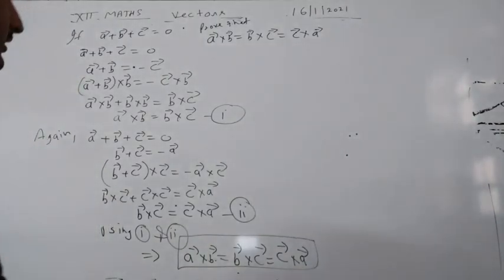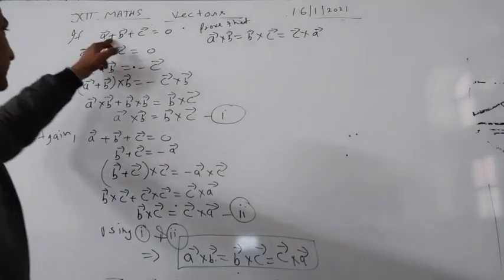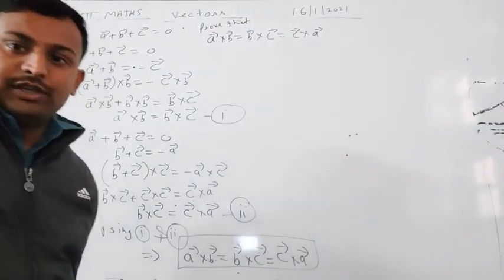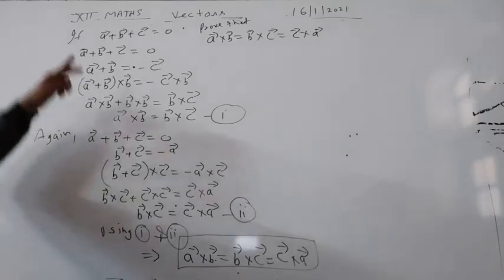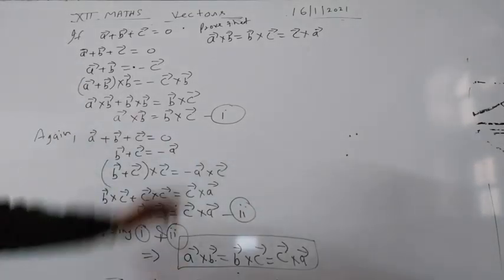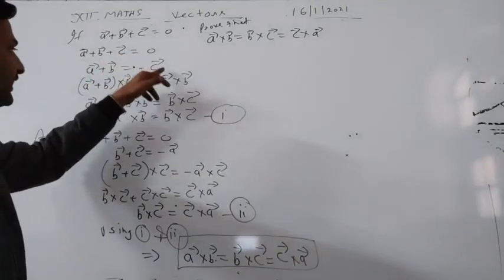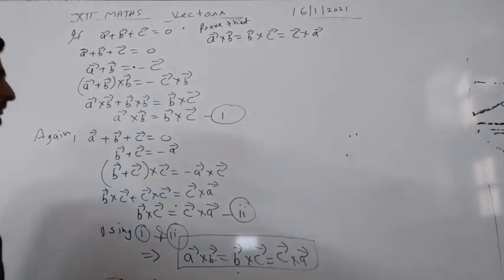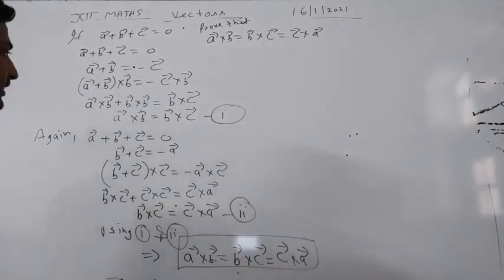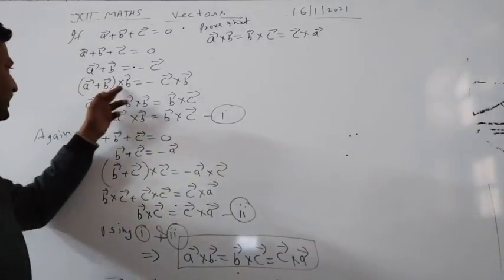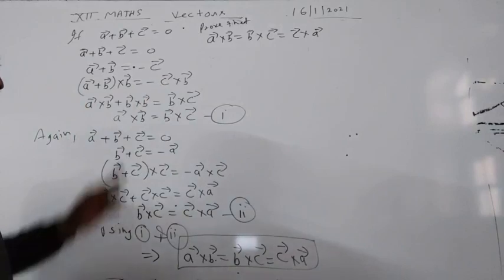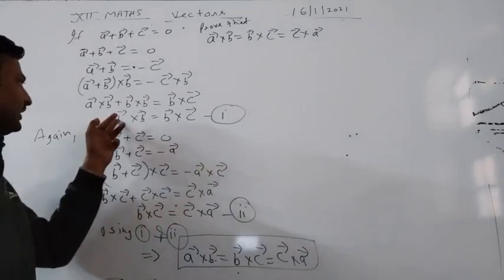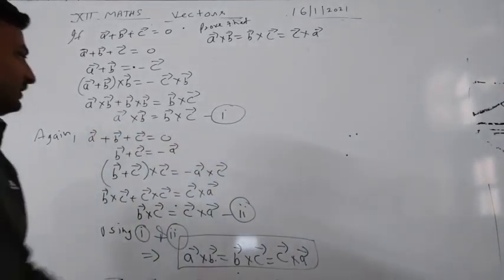I hope you understand, students. Now let's see once again. If A plus B plus C is 0, then prove that A cross B is B cross C is equal to C cross A. We take the given A plus B plus C is 0. From here, we send vector C to the right hand side and take the cross product with B on the whole equation. We get A plus B cross B equals minus C cross B. So this is A cross B plus B cross B, and this is B cross C. This part is 0, so A cross B is B cross C. This is equation number one.